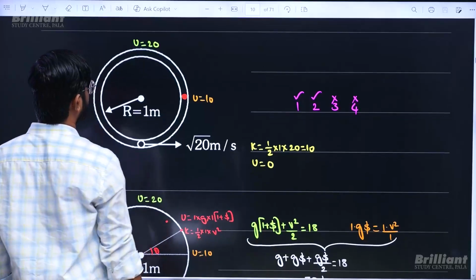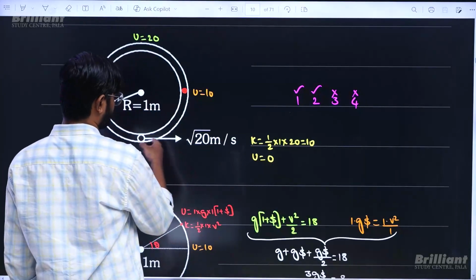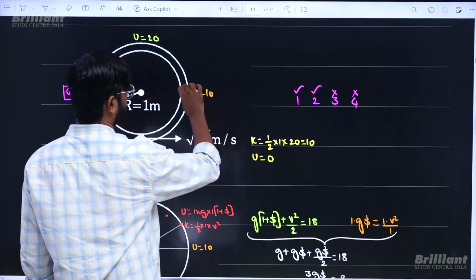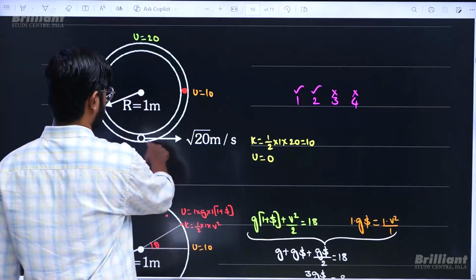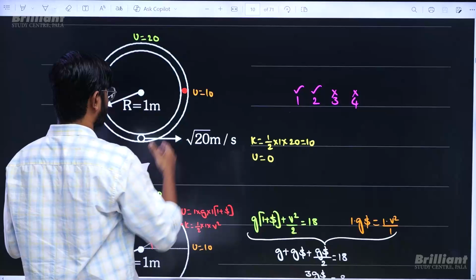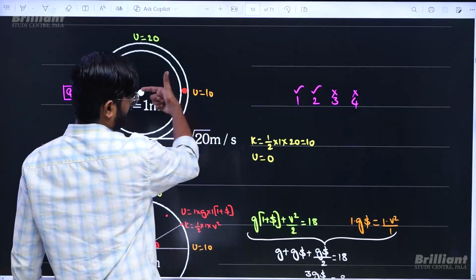Similarly, going to the next part, kinetic energy is 10 units, potential energy is 0 units. Potential energy here, if it goes, it is 10 units. The meaning is kinetic energy will be fully converted into potential energy. So this is what is going to happen. In that case, normal force is 0 at the topmost point? Yes, because there is no force in this direction.